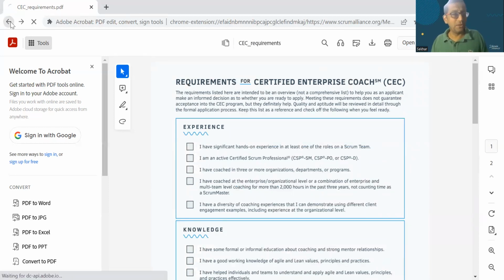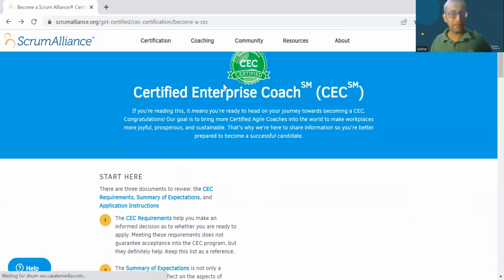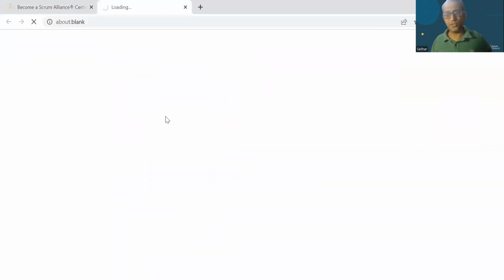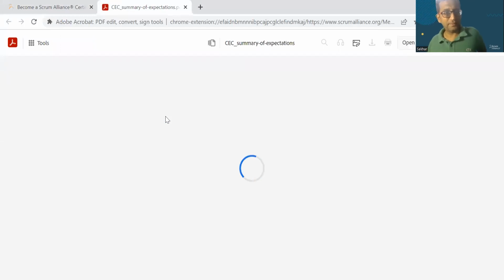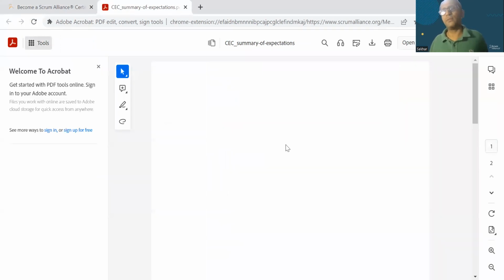Okay, so now coming to, let me go back to the previous page. Okay, so when you look at the summary of expectations, this is a one-pager, and in the summary of expectations, what is it that we look for in your application?